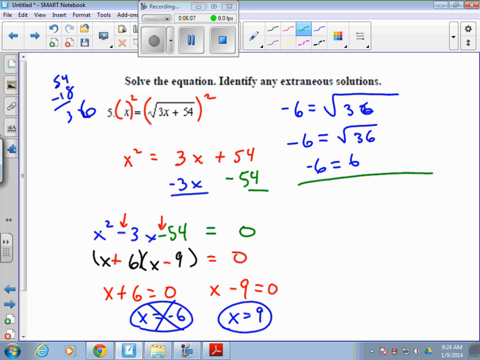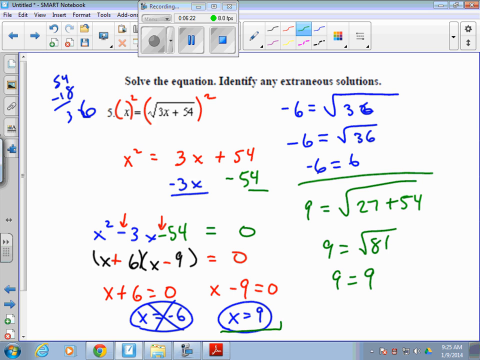Do the same thing with your 9 value. 9 equals the square root of 3 times 9, which is 27, plus 54. 27 plus 54 is the square root of 81. 9 is equal to 9. So you have an extraneous solution. It says identify any extraneous solutions. It would be negative 6 in this case. So when you have the answer, you're going to pick the version that says x equals 9 and negative 6 is extraneous.